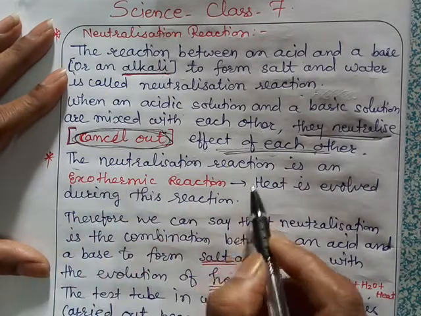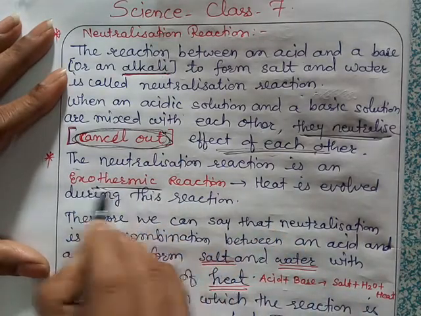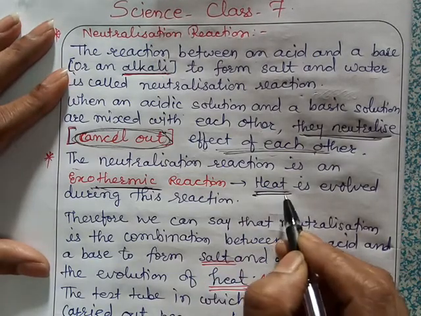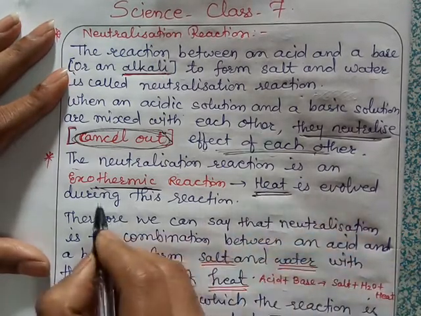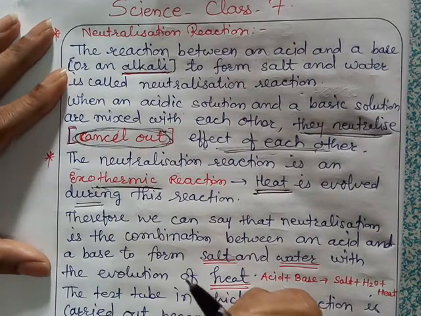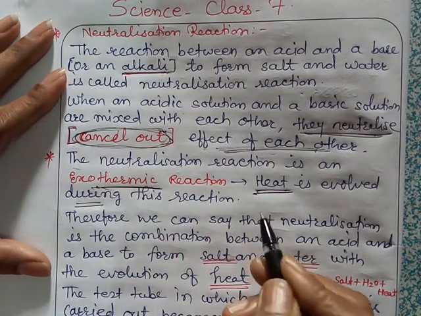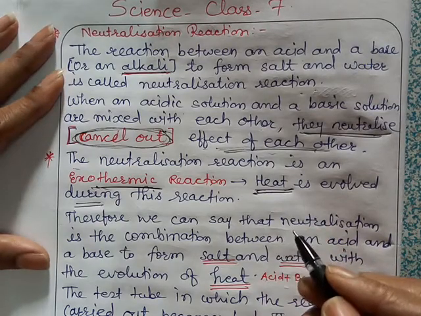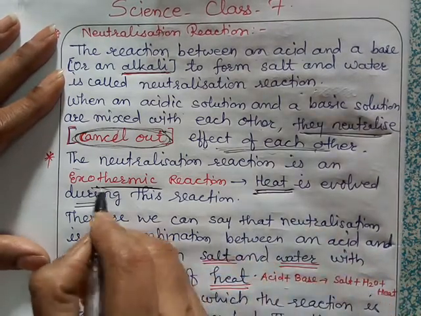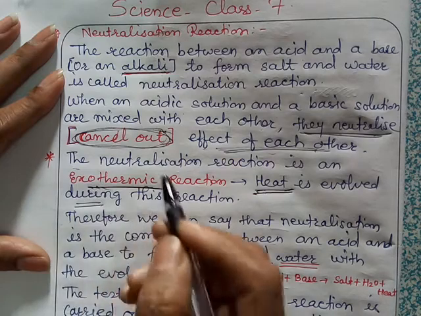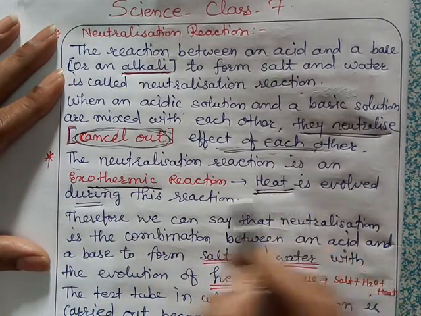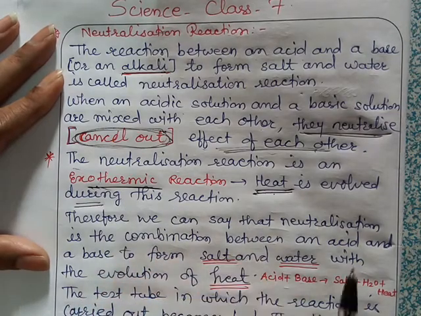The neutralization reaction is an exothermic reaction. Exothermic reaction means heat is evolved in this reaction. There are two types of reactions, exothermic and endothermic. Exo means to give out. So in an exothermic reaction, heat is evolved during this reaction.